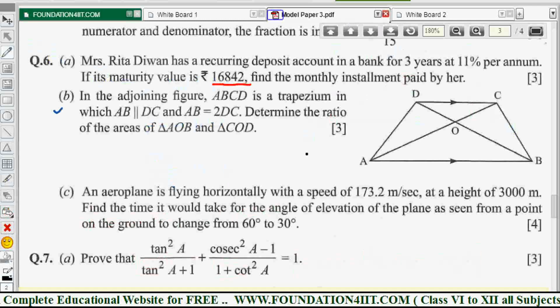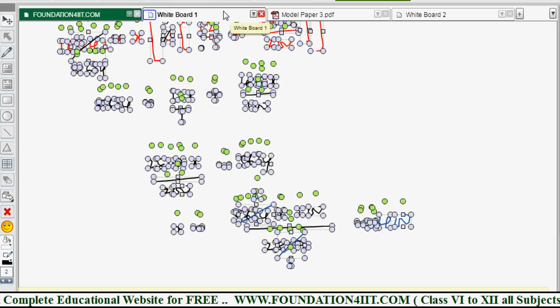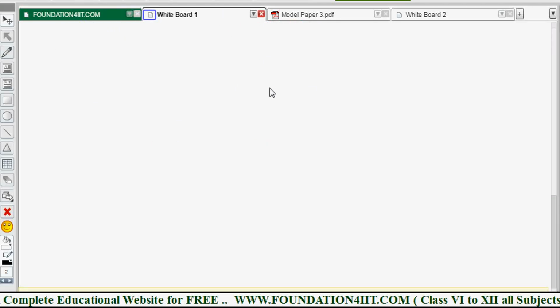This is from applications of trigonometry. So if you observe the question, an aeroplane is flying horizontally with a speed of 173.2 meters per second. Speed is given here, at a height of 3000 meters. Find the time it would take for the angle of elevation of the plane as seen from a point on the ground to change from 60 to 30 degrees. By changing 60 to 30 degrees, how much time does it take? That only we should find out. So let me draw the diagram and explain to understand clearly. So the height is 3000 meters in both cases. So let me take this.